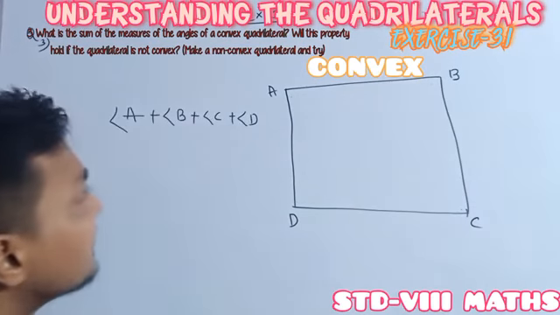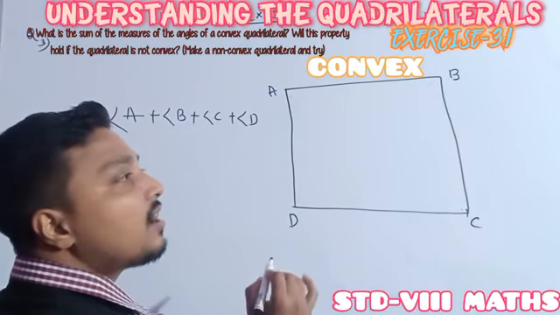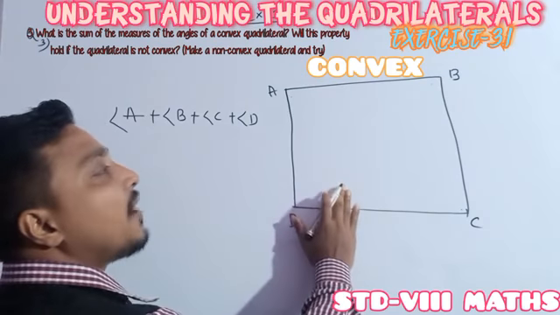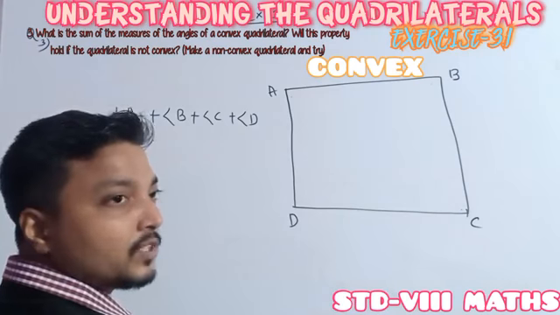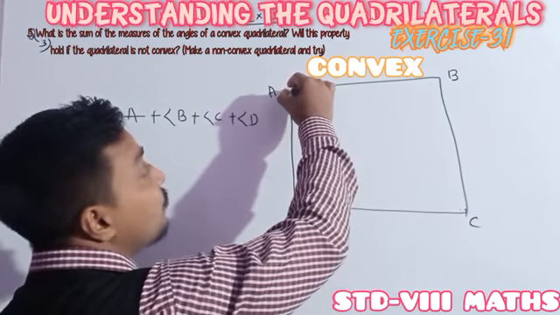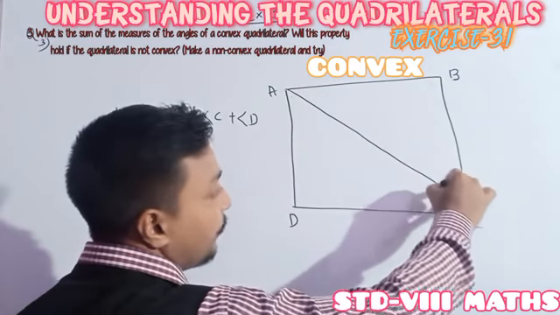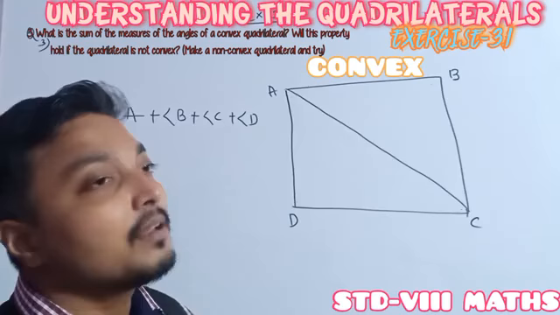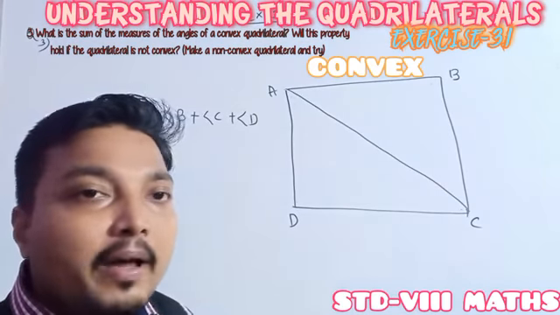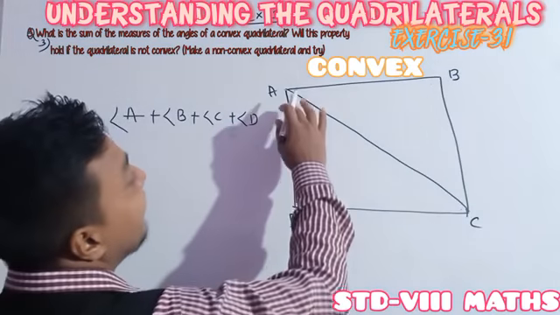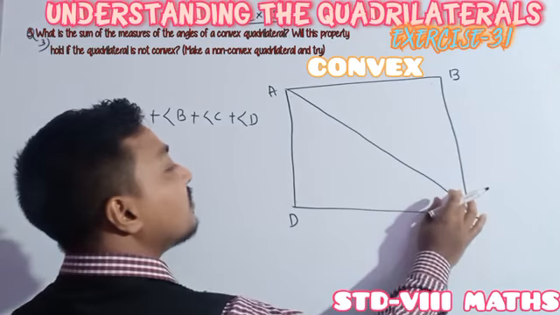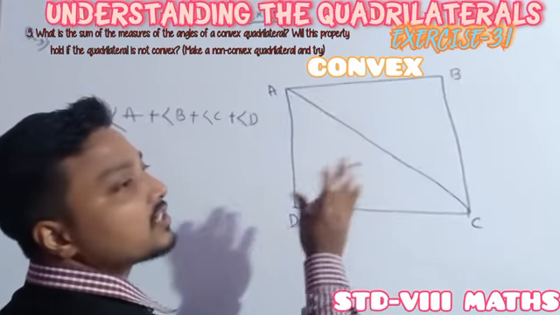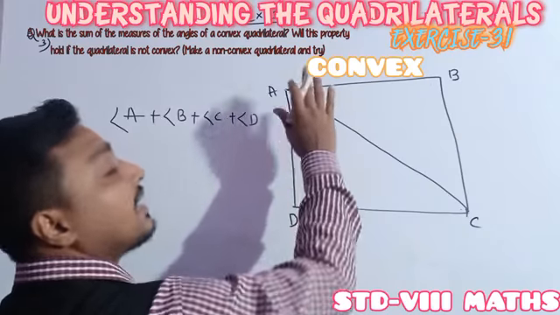See, first we will do one thing. As the angle sum property of a triangle is known to us, I am dividing this quadrilateral into two triangles by drawing one of the diagonals. Whenever I draw a diagonal, the quadrilateral becomes divided into two different triangles. This angle is divided into two parts, and this angle is also divided into two parts, not equal parts, because of the type of quadrilateral it is.